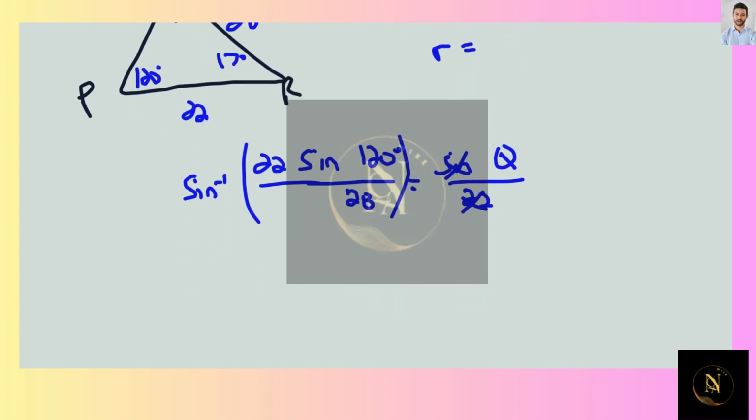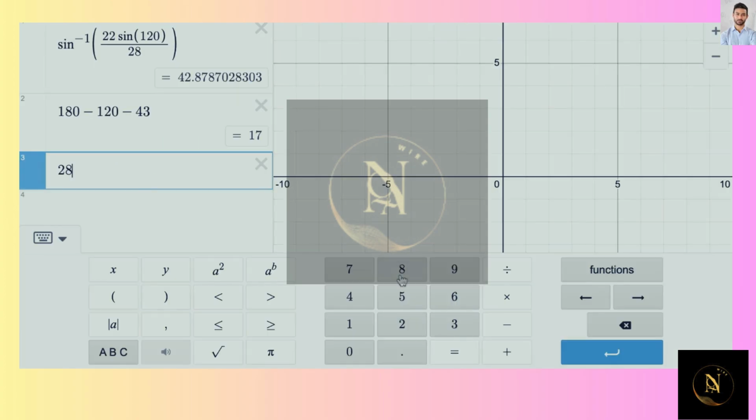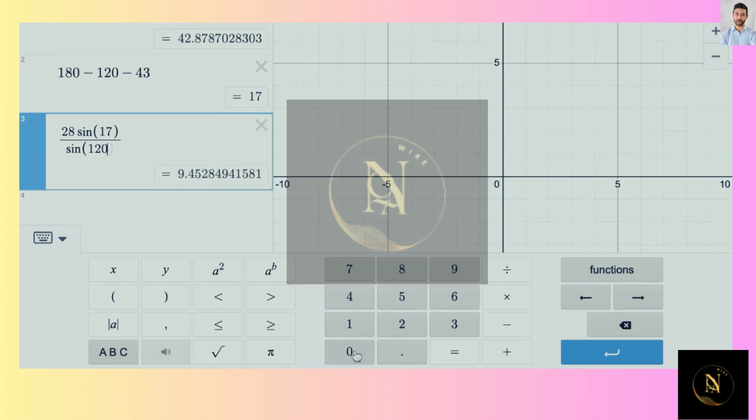Side R then can be found by taking the sine of 120 over 28 equals the sine of 17 over side R. Cross multiply, then divide by sine of 120. And we've solved for R. It's 28 sine 17 over sine 120. And we get 9.4 or 9.5 to the nearest tenth.